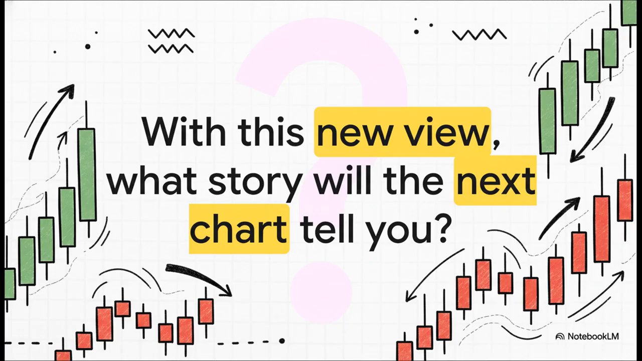So by adding the logic of hollow candles into your toolkit, you're not just looking at price anymore. You're looking at the story of momentum. You can see when a trend is strong, when it's getting weak, and when it might just be about to turn on a dime. So the next time you open up a chart, ask yourself this. Now that you can see the momentum, what story is it going to tell you?